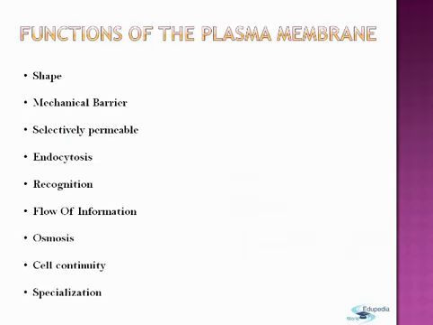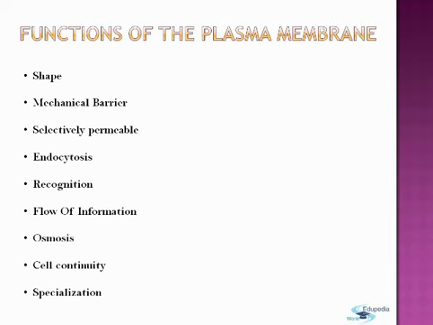Now let's see what are the functions of the cell membrane. The cell membrane is also known as the plasma membrane. It provides a shape to the cell. Without it, the shape of the cell cannot be defined, as the boundaries will not be defined and the protoplasm will keep flowing. So it provides a particular shape.